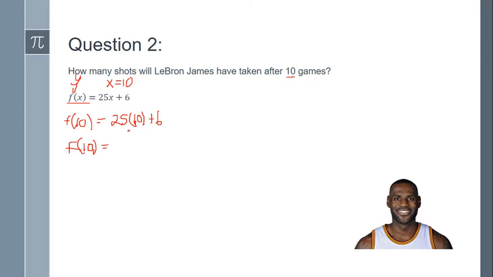Following order of operations, I would get 250 plus 6. So f of 10 is equal to 256. Remember, the answer here would be 256. If you were asked how many shots will LeBron James have taken after 10 games, well, 256. That doesn't mean he made 256, remember, it just means he's taken that many shots.